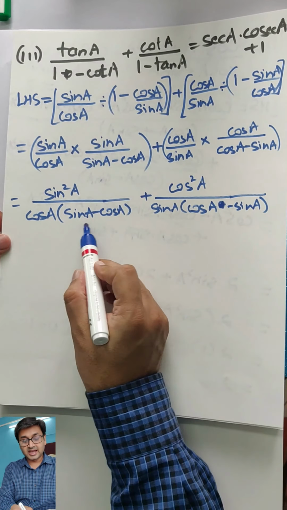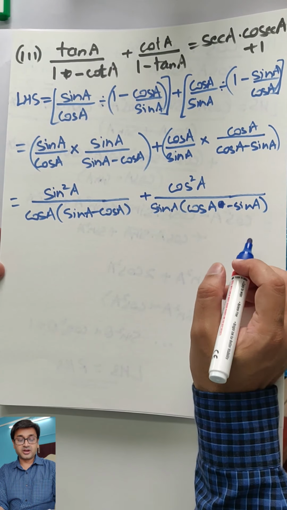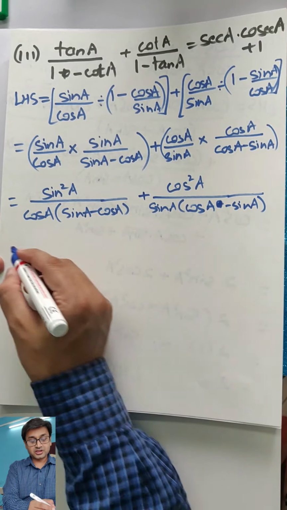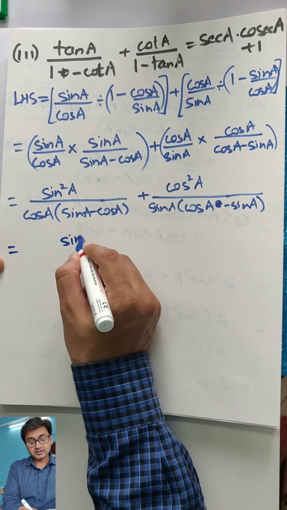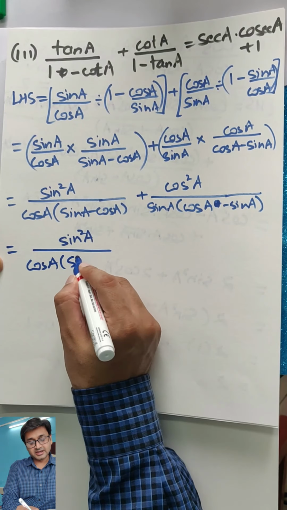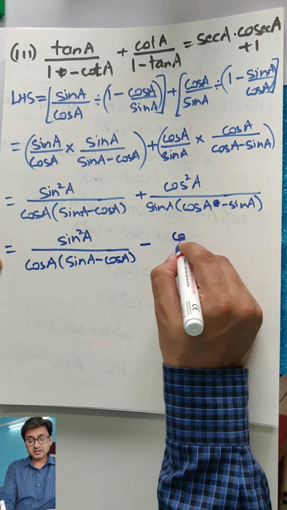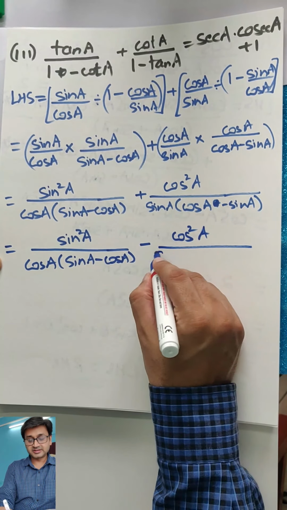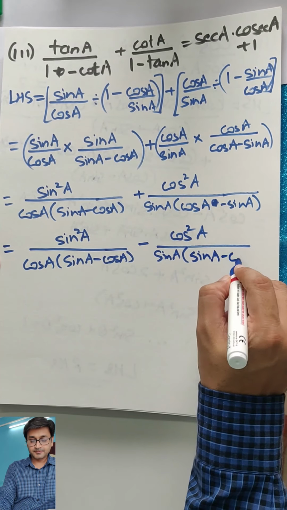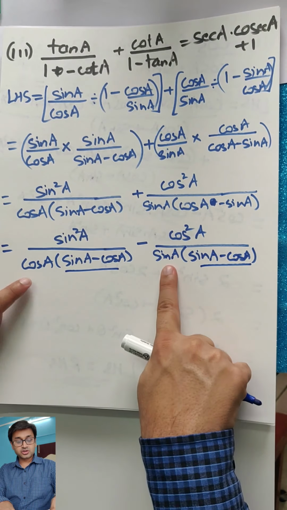Yeah, you can see this is sin A minus cos A, and cos A minus sin A. So just now in one of the sums we understood, if you want to flip this, change this sign, right? So let's change. So I will get sin square A upon cos A into sin A minus cos A minus cos square A upon sin A into sin A minus cos A. So by doing this, at least this part matched, only these two are different.